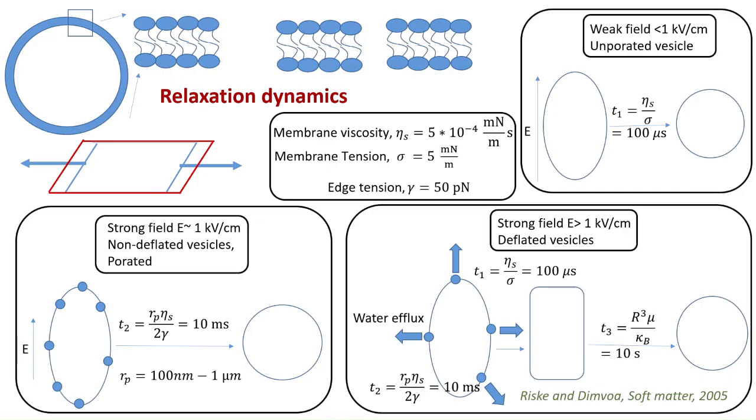So, when the fields are low, you don't have poration, and your vesicle relaxes over this time scale, which is the tension relaxes over membrane viscosity, and you get a time scale of around 100 microseconds to 1 second. So, this is an unporated vesicle.